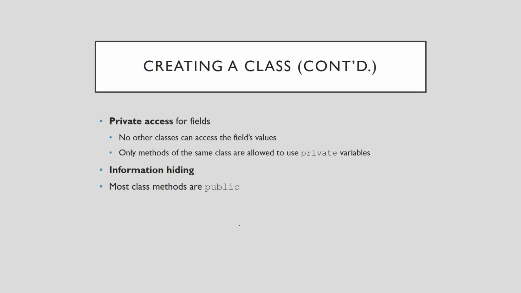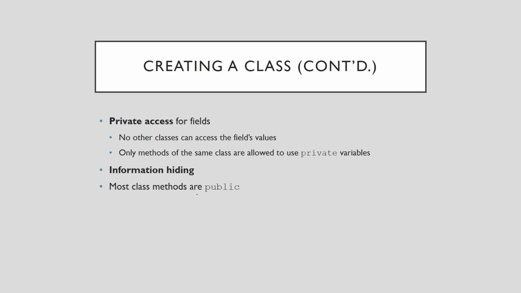Now, the private access for fields. Any members with private access can be used only within the class, but not outside the class. So, only methods of the same class are allowed to use private variables. It prevents other classes from accessing the private members of the class, and this implements information hiding. The private members are hidden from outside access.